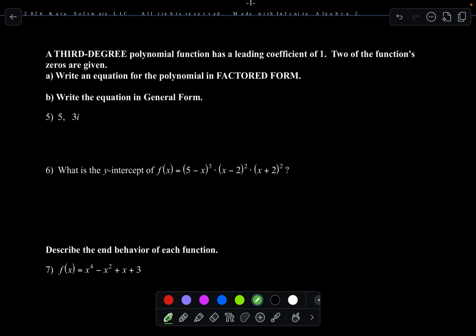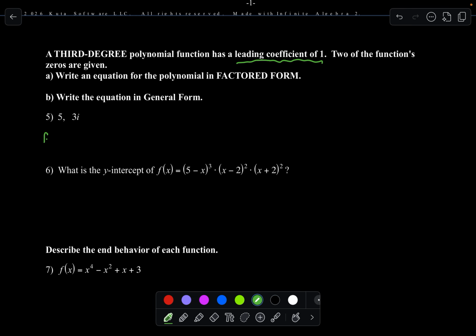A third degree polynomial function has a leading coefficient of 1. Two of the function's zeros are given: 5 and 3i. Write the equation. It says write an equation for the polynomial in factored form. So you don't have to worry about a. I'm just going to assume, since they said leading coefficient of 1, that a is 1.